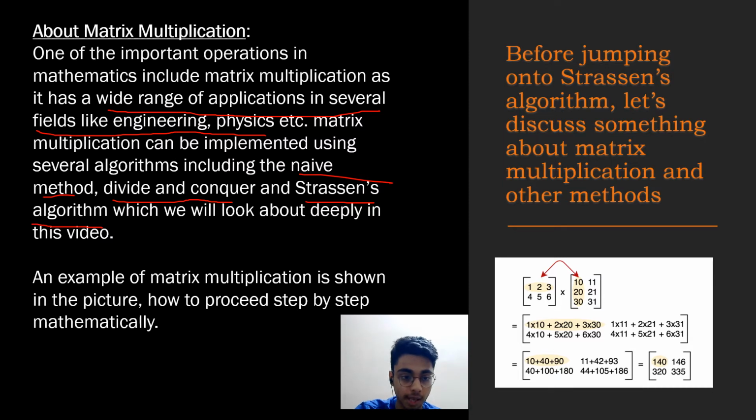Now, let's have an example of matrix multiplication. As you see here, these two matrices A of size 2 into 3 and B size 3 into 2 are to be multiplied. So what we do is we take the first row of the first matrix and the first column of the second matrix and perform an operation on them like this. Similarly, everything is done and we get a resulting matrix of 2 cross 2.